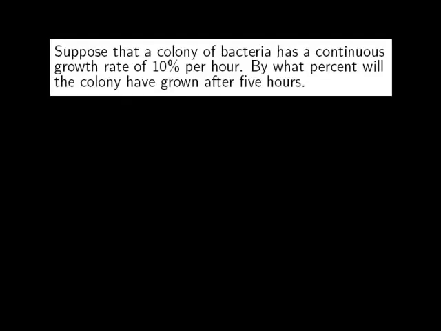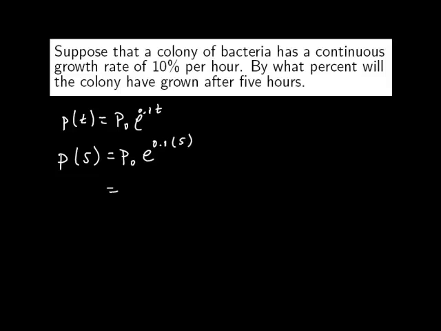Here it is. Suppose that a colony of bacteria has continuous growth rate of 10% per hour. By what percent will the colony have grown after 5 hours? So let's get our function. P of t equals P naught times e to the rt, and r is 10%, so it's 0.1t. By what percent will the colony have grown after 5 hours? So we're looking at P of 5. P of 5 equals P naught times e to the 0.1 times 5.